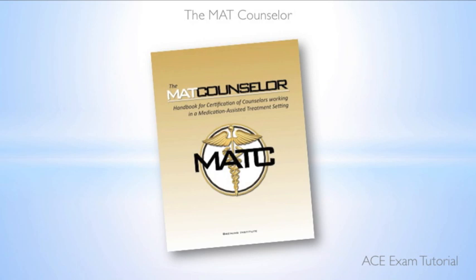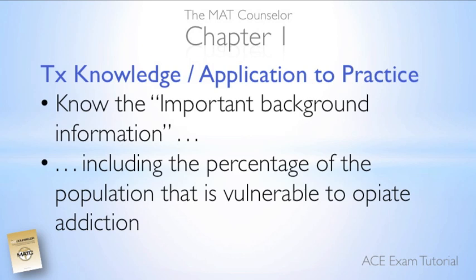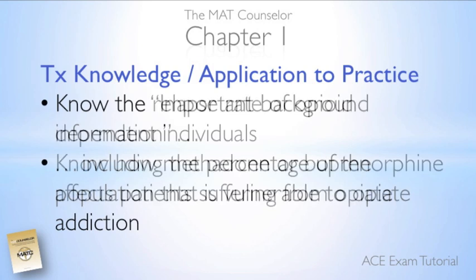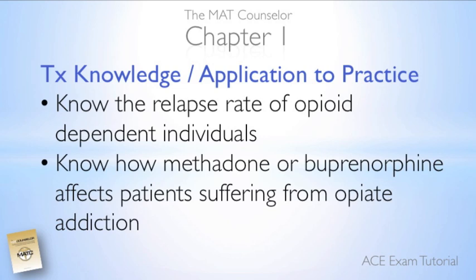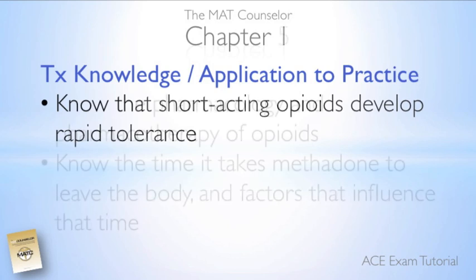While we are on the topic of medical treatment, we are going to switch to the MAT Counselor book, cover a few chapters here, and then we'll go back to the Addiction Professional book. Within Chapter 1 of the MAT Counselor, know the important background information, including the percentage of the population that is vulnerable to opiate addiction. Know the relapse rate of opioid-dependent individuals, and know how methadone affects patients suffering from opiate addiction. Finally, in this chapter, know that short-acting opioids develop rapid tolerance.